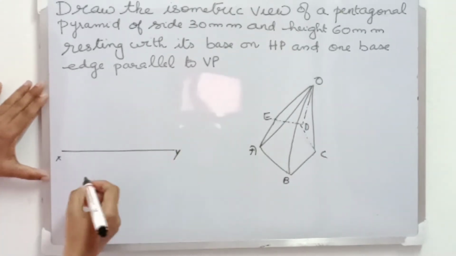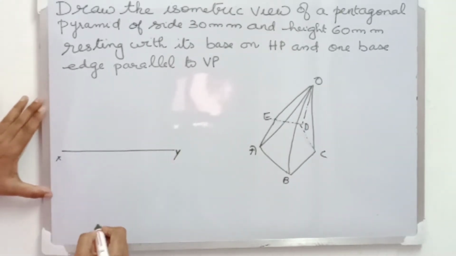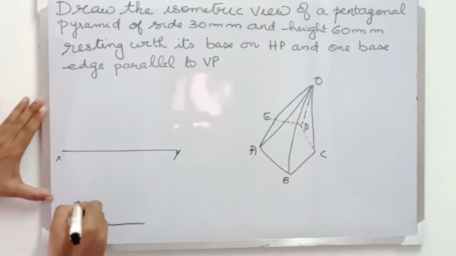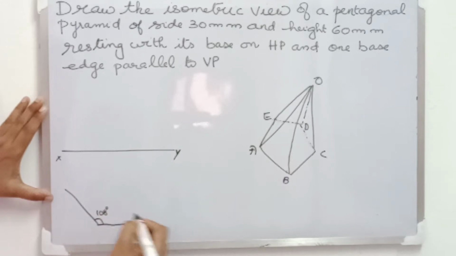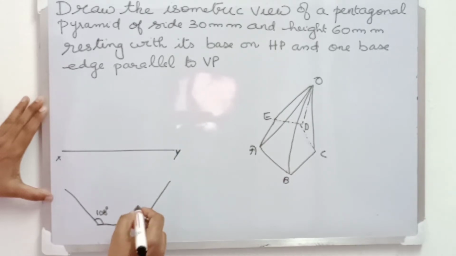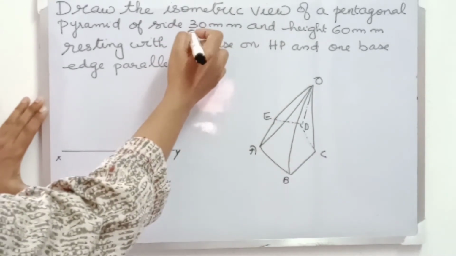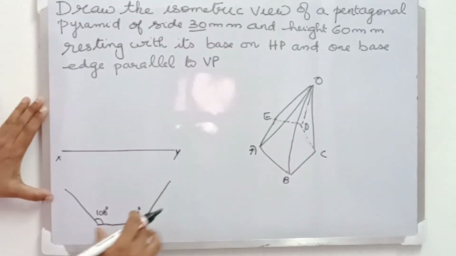So first draw the XY line and draw the edge of base which is parallel to VP first. And at 108 degree angle, draw lines from the two ends of this first edge. As the length of the base is 30 mm, let us mark the dimension on one of its base edge, that is 30 mm.